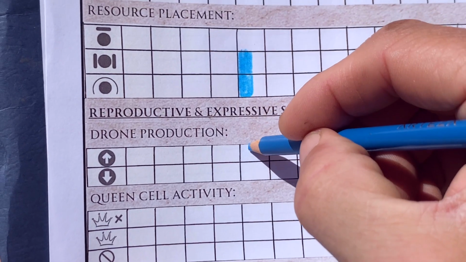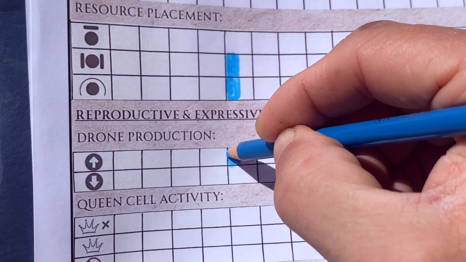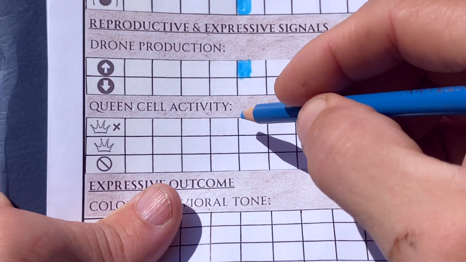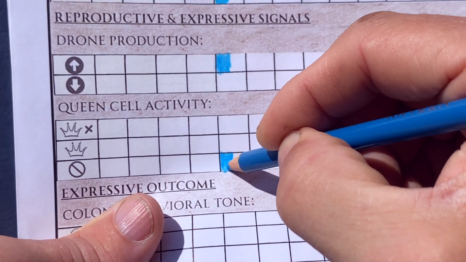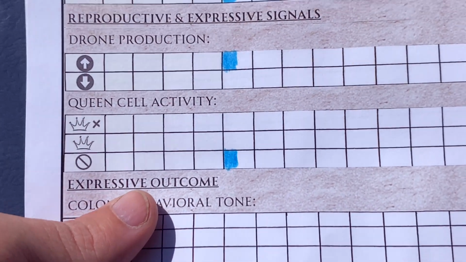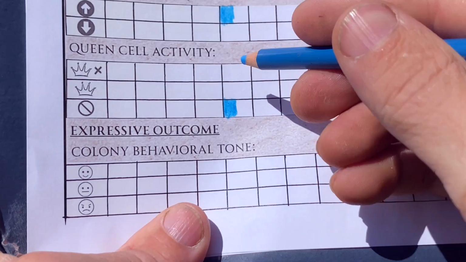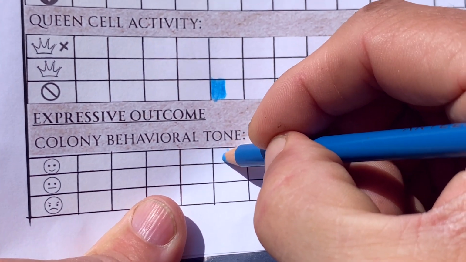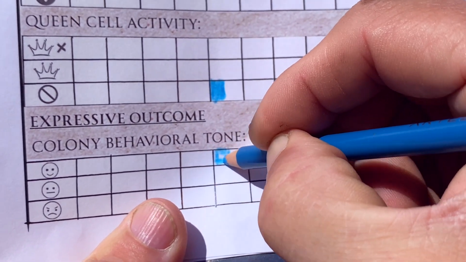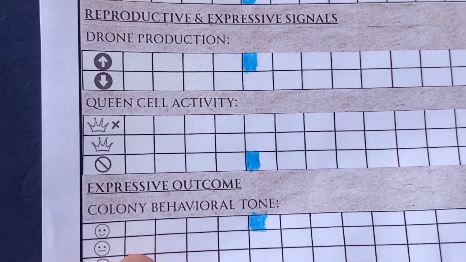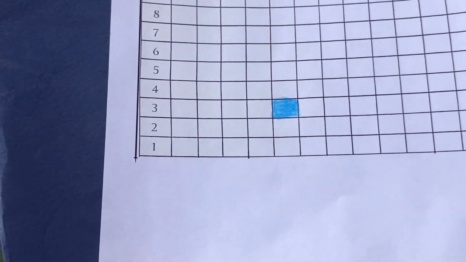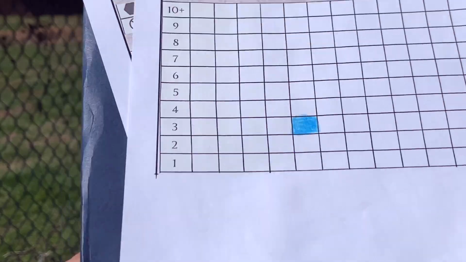Drone production, saw drone brood in this one. Queen selectivity, I saw no queen cells. So still, as of this time, they're not considering swarming. Their overall tone, those were some happy bees who didn't get stung, wearing a black t-shirt like a crazy guy. All right, there we go. So that's it for blue hive. Let's move on to yellow hive.